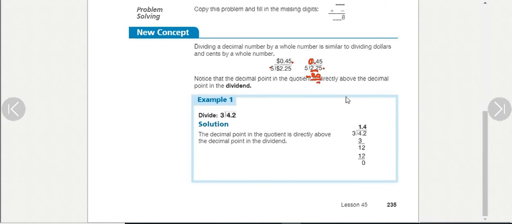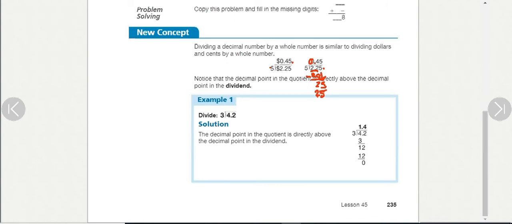Subtract, get 2. Drop the 5 down, right? 25. 5 goes into 25 5 times. So you're at an even 45 hundredths.